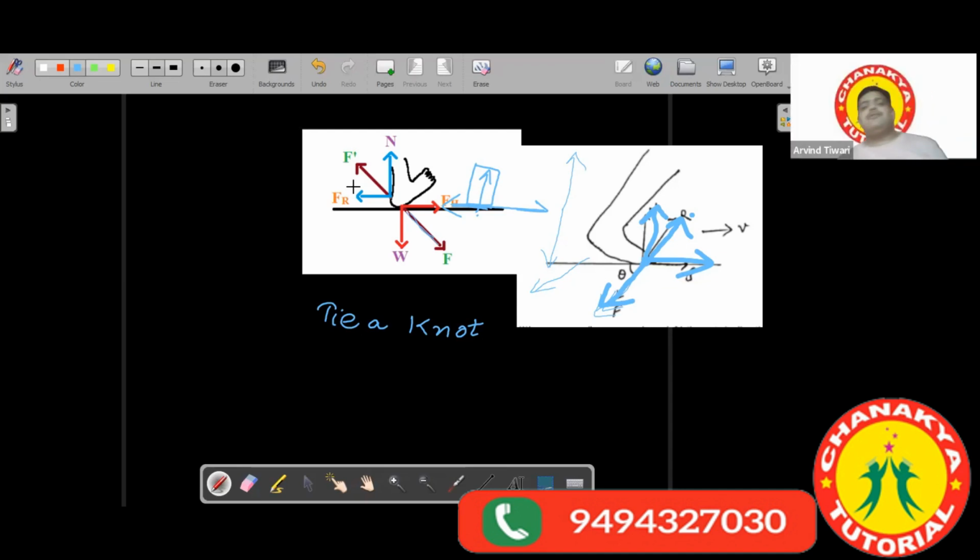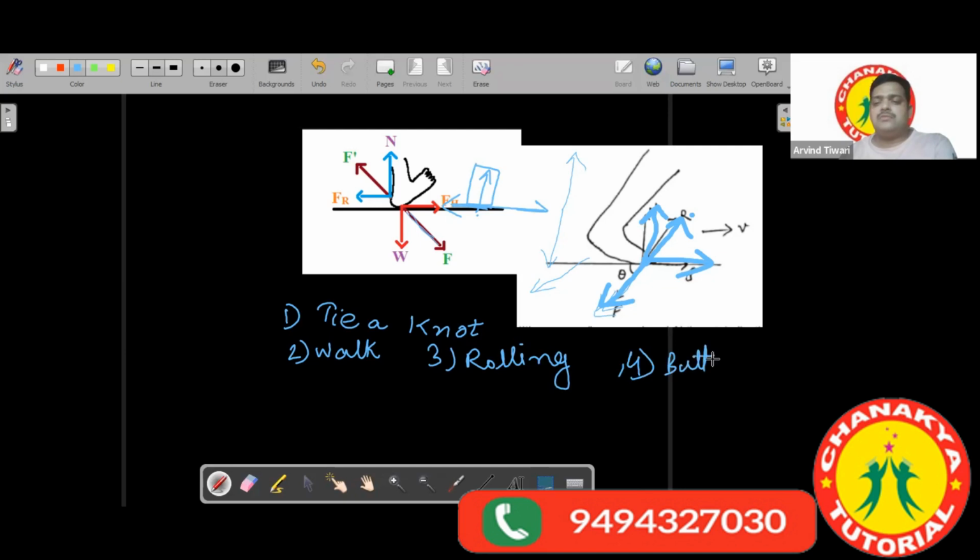See, we listed out here tying a knot. You are able to tie a knot. That's because of friction. You are able to walk. That is because of friction. We observed that rolling is because of friction. Otherwise, no rolling will be possible. Then buttons. Fourth one we have buttons, lock buttons. Even the working of locks is also an example. It can't work without friction.